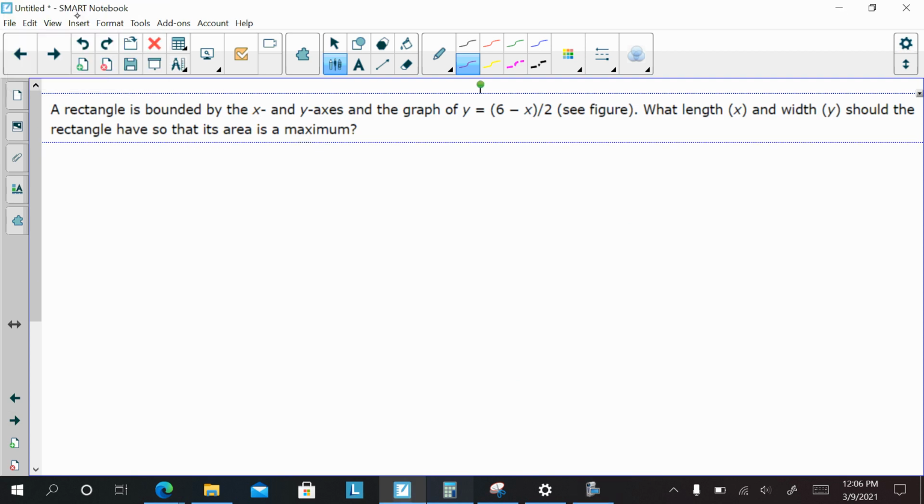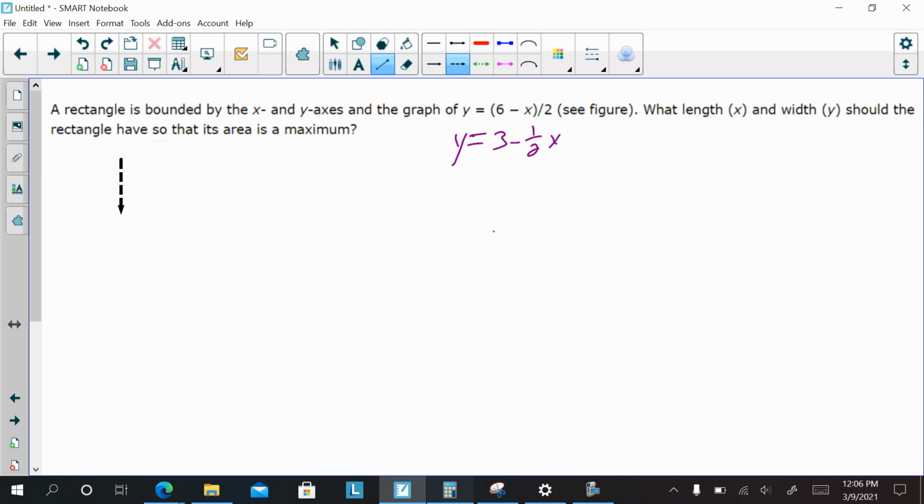All right, so let's take a look at this next one. A rectangle is bounded by the x and y axes and the graph of this function. So what does the graph of this function look like? If we divide each of those terms by 2, 6 over 2 is 3, x over 2 is x over 2, or 1/2 x. So that's just a straight line with a y-intercept of 3.